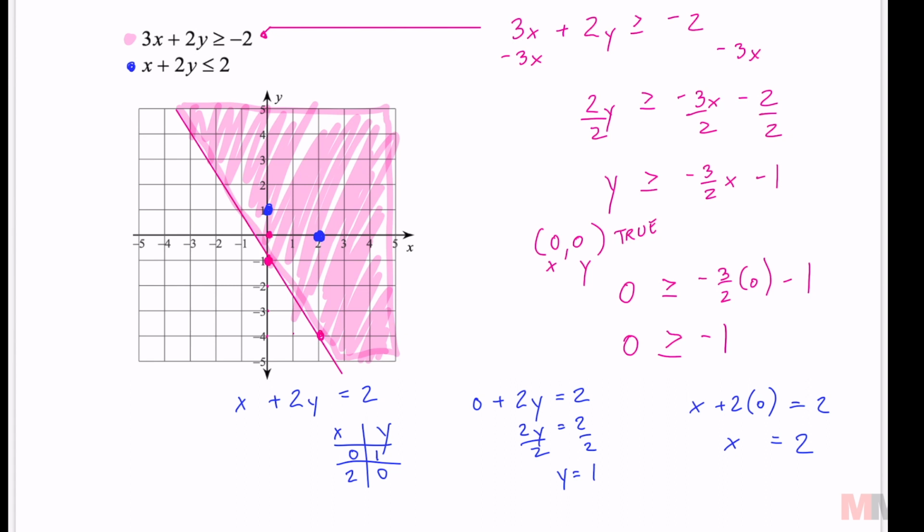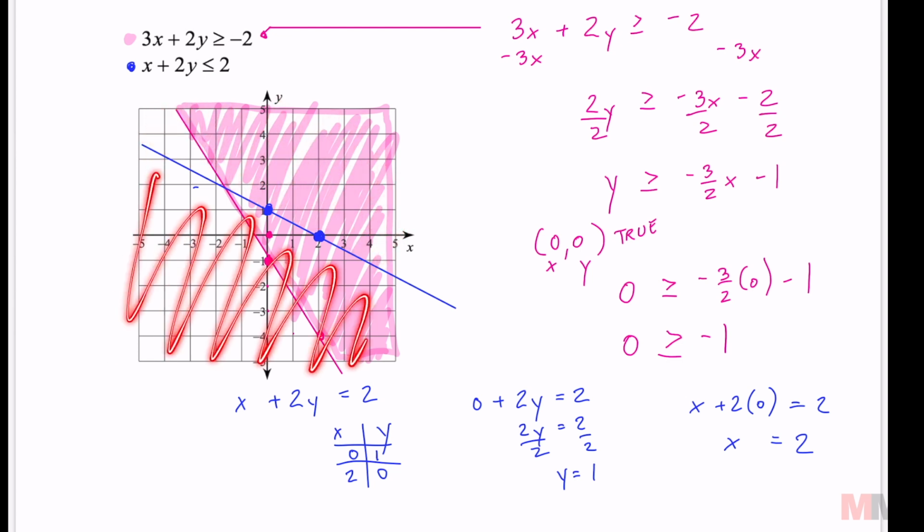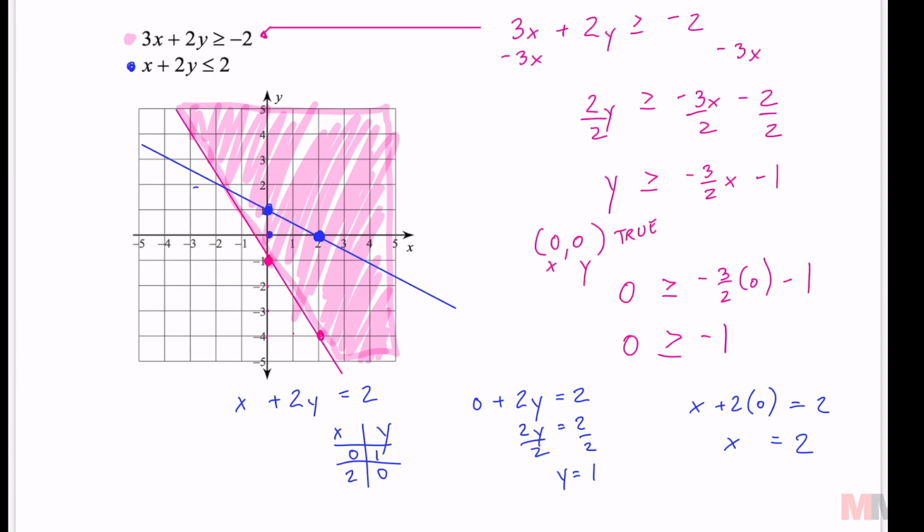It's going to look something like this. I'm going to try my best to draw that line. There we go. Oh, lucky me. Alright, now I got what that blue line looks like. So I'm either going to shade above that blue line or I'm going to shade below that blue line. Once again, I can choose that 0, 0. As long as that 0, 0 is not on the line, that's always going to be my go-to test point.